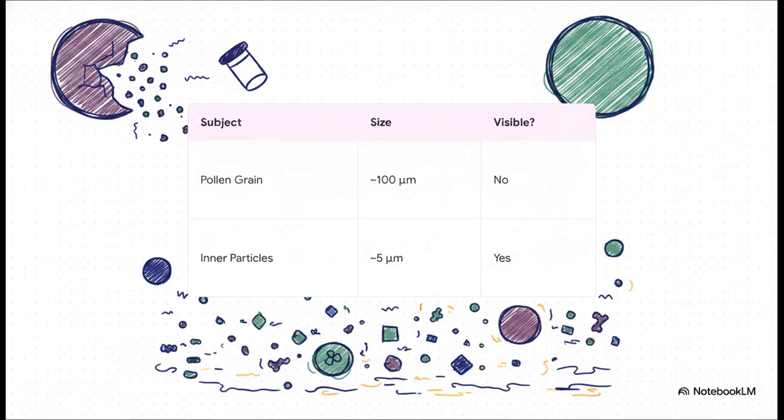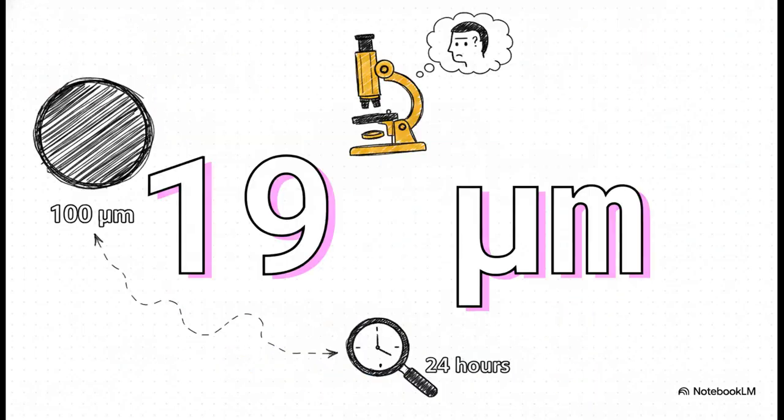Brown was looking at the pollen of a plant called Clarkia pulchella. Now, the pollen grains themselves are massive. We're talking about 100 micrometers in size. What Brown actually saw dancing around were the tiny 5-micrometer particles from inside the pollen grains. And the absolutely crucial number here is 19.